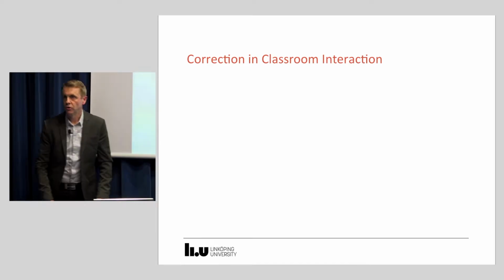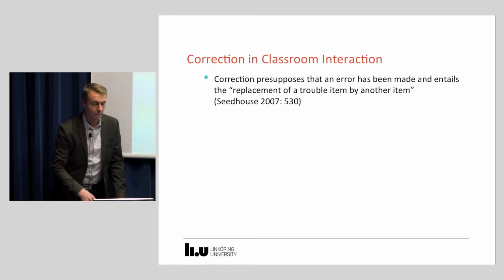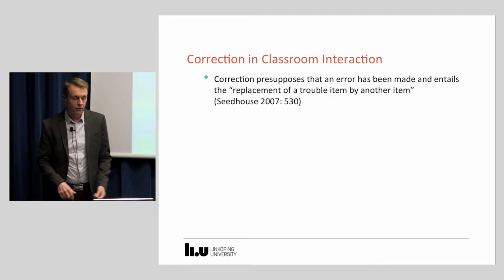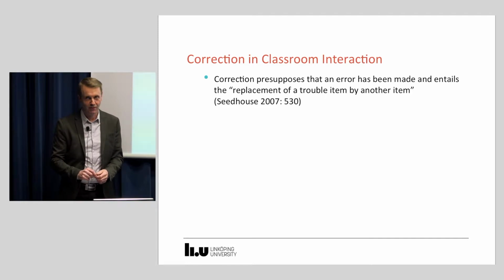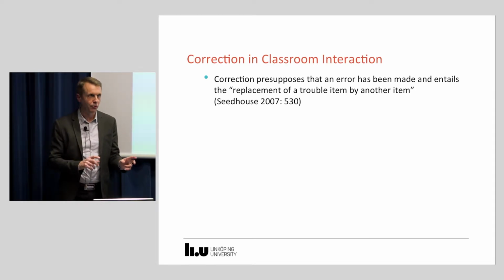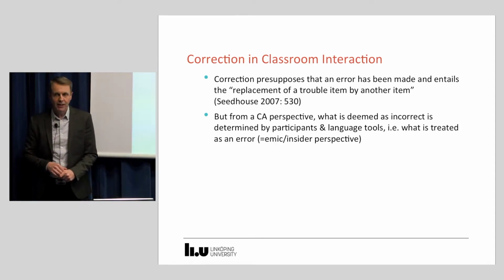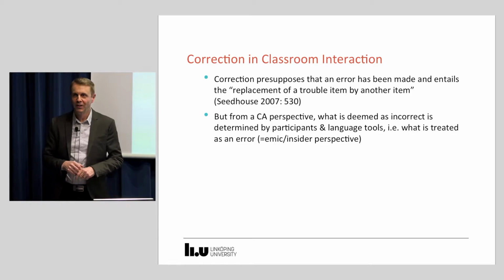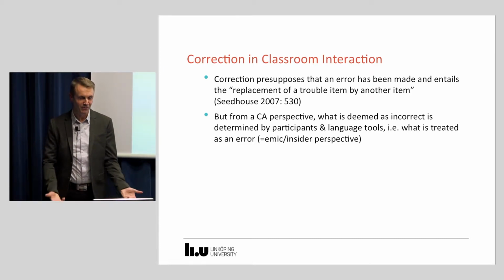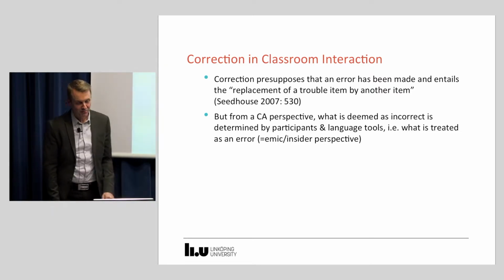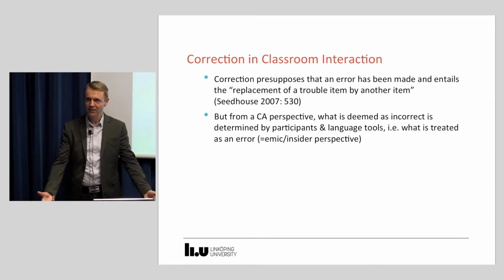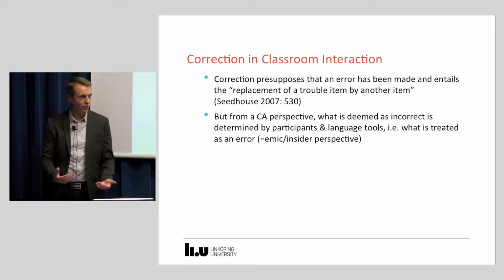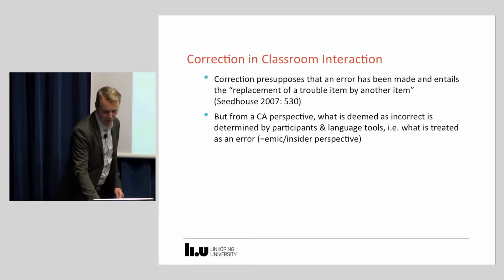So, a few words about correction. I'm not going to say so much about this because that's not really the focus here. But I'm using correction rather than repair because I'm interested in particular in the replacement of a trouble item by another. That's what spelling correction is about. You identify something that's normatively wrong and you correct it. However, I say normatively wrong, but of course participants have to decide what's normatively wrong. So taking this emic perspective means that what they deem as incorrect and what the computer marks as incorrect gets treated as wrong, or at least potentially wrong, and has to be sorted out in the process, which can of course cause problems too.